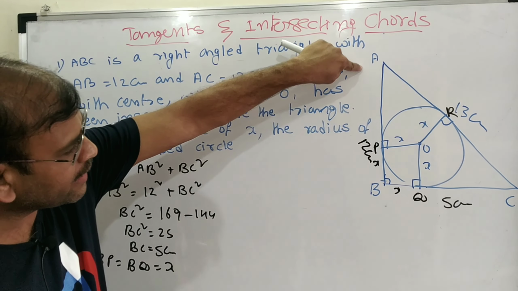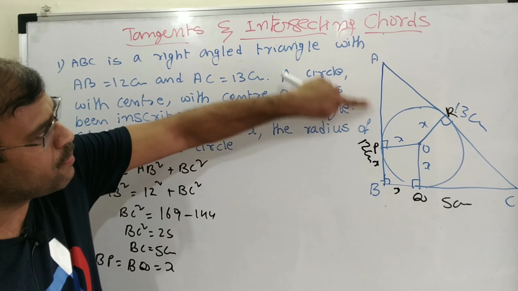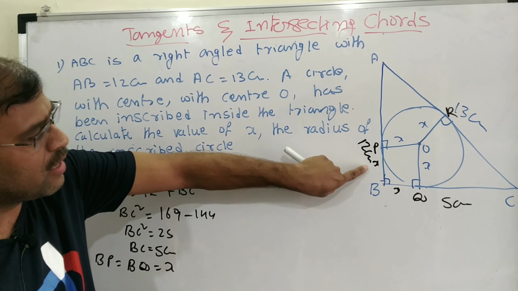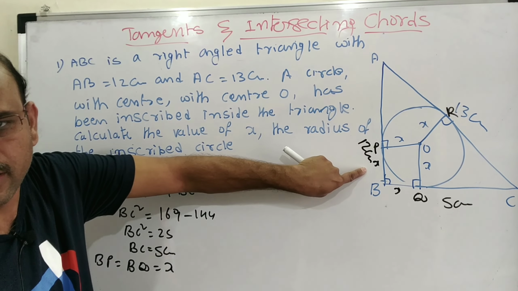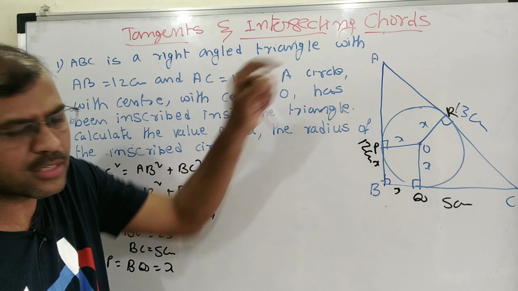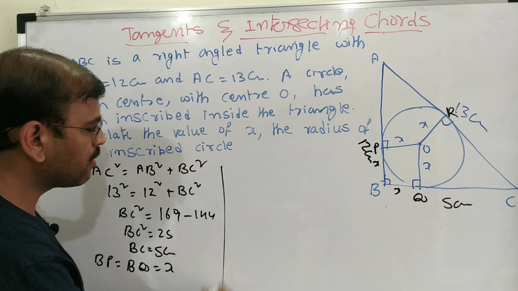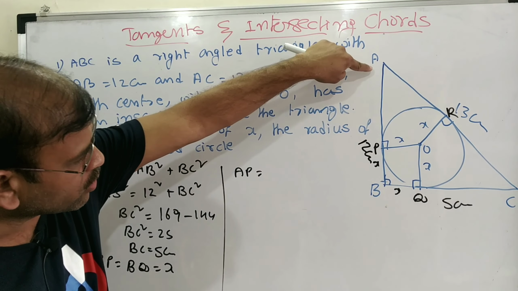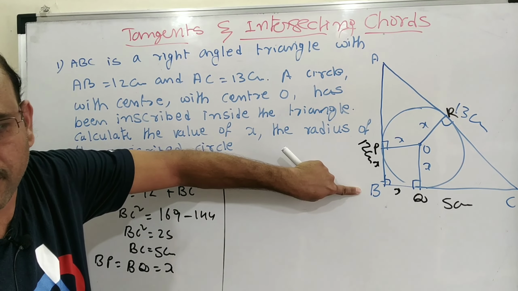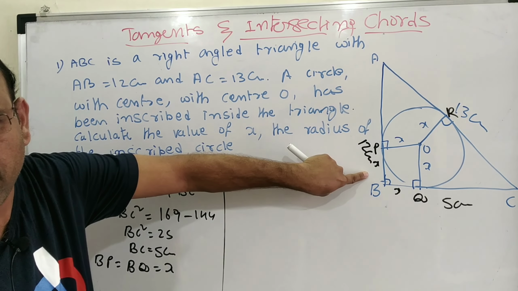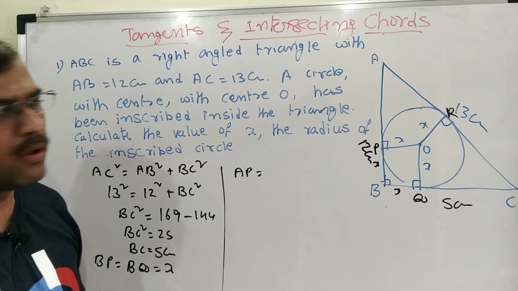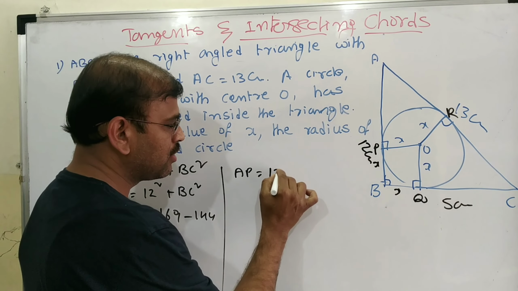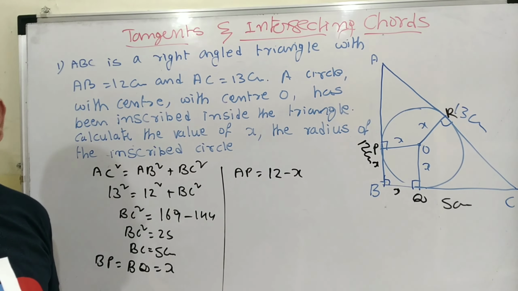Now the length of AB is 12. PB value is x. Now can you tell me what is the length of AP? AP will be what? Here they have given AB is 12 centimeter, PB is x centimeter. So from the total, if I remove the PB, I am going to get the AP. So that will be 12 minus x.